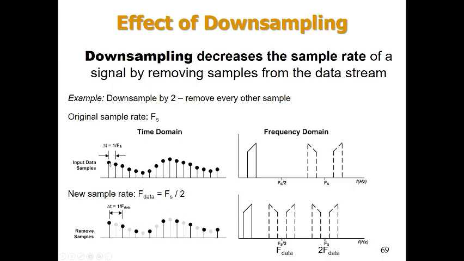The way we do it with downsampling is we literally throw away samples between the ones that we want to keep. So if I wanted to downsample a signal by a factor of 2, I would remove every other sample. Keep one, throw one away, keep one, throw one away, and so on. If I wanted to downsample by a factor of 3, meaning reduce the sampling rate by a factor of 3, I would keep one, throw away 2, keep one, throw away 2, and so on.